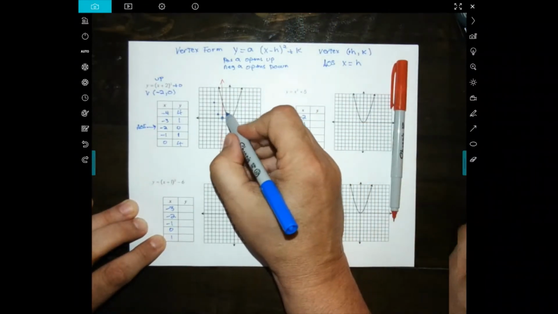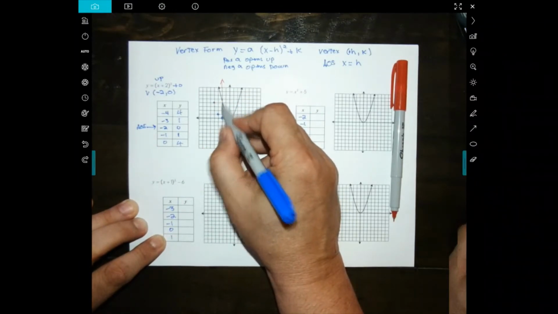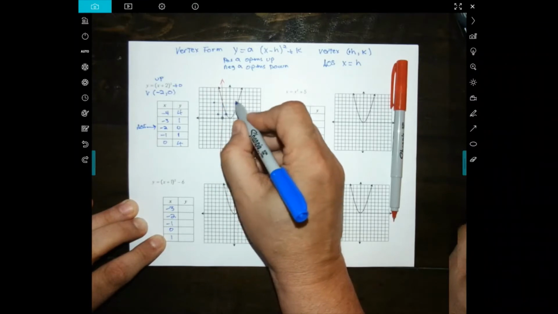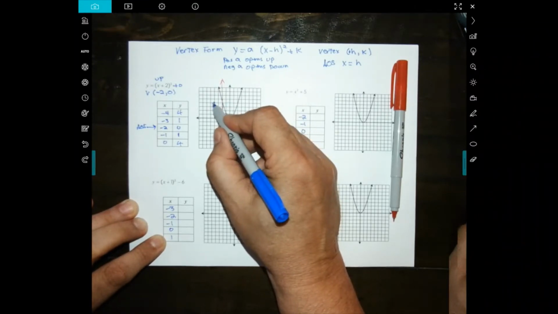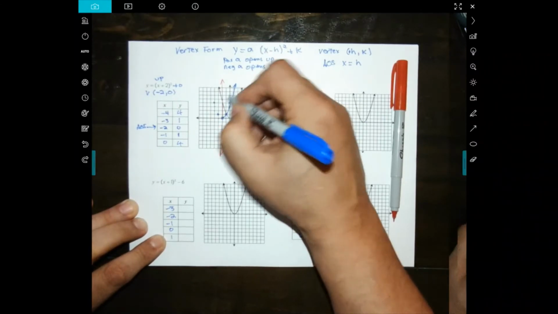Okay, the easy way to do this is you can plot the point, or you know that it's an equal distance from the axis of symmetry on each side. So that one plots there. And this one is 2, so 1, 2 plots there. I know it opens up. There's my parabola.